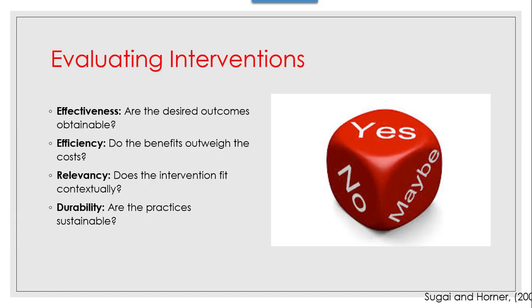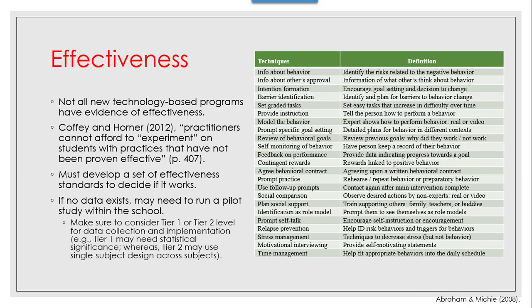Any intervention that you are trying to look at or thinking about needs to match these four categories set forward by Shigai and Horner. So, is it effective? Is it efficient? Is it relevant? And is it durable? And we're going to go through each of these in more detail.